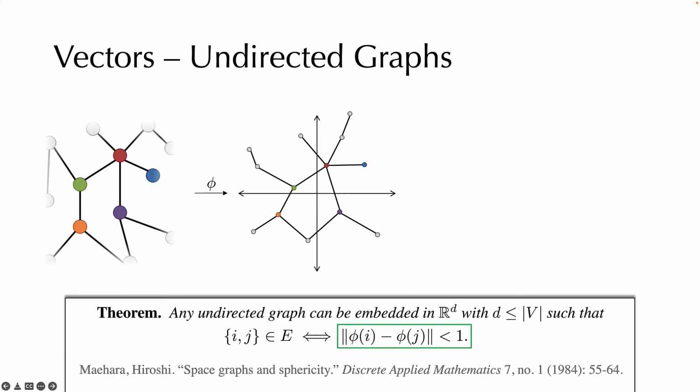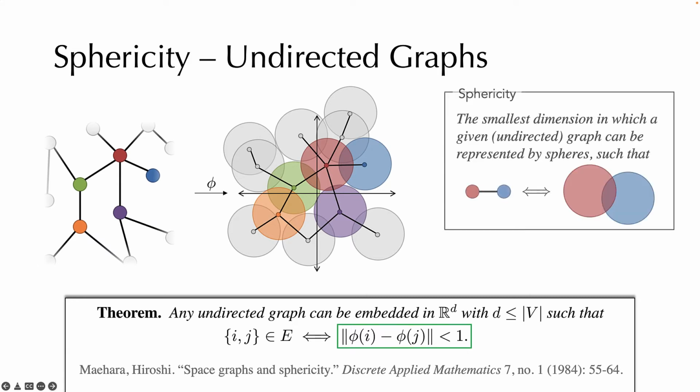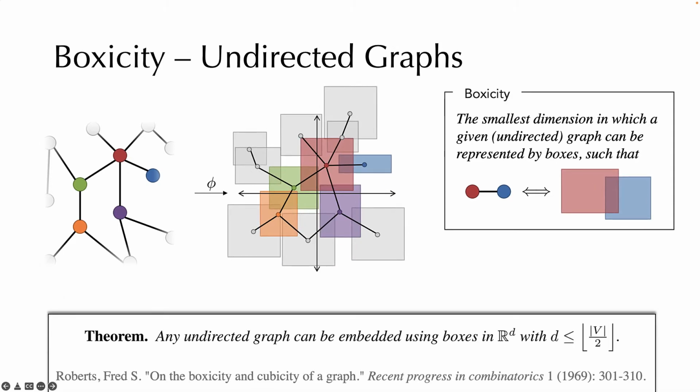Inspecting this thresholded distance, it was observed that the edge existence corresponds to sphere intersection, motivating the definition of sphericity, which is the smallest dimension a given undirected graph can be represented in using sphere intersections. Quite similarly, the boxicity of a graph is the smallest dimension a given undirected graph can be represented in using a set of overlapping boxes.